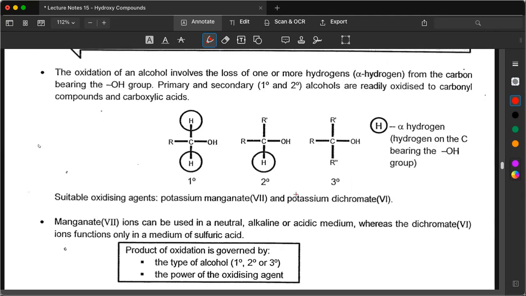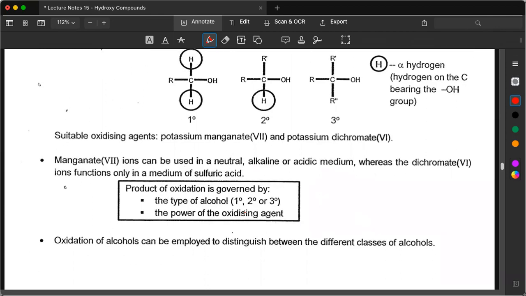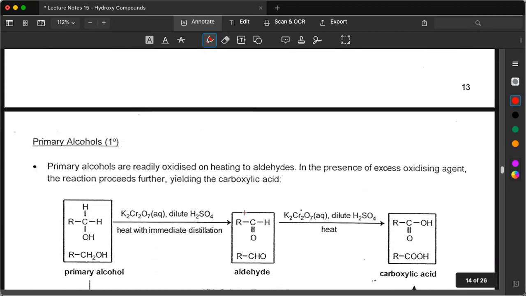Now, suitable oxidizing agents are potassium manganate or potassium dichromate. Manganate ions can be used in neutral, alkaline, or acidic medium, whereas dichromate ion functions only in a medium of sulfuric acid. The product of oxidation is governed by the type of alcohol and the power of the oxidizing agent. So oxidation of alcohol can be employed to distinguish between the different classes of alcohol.